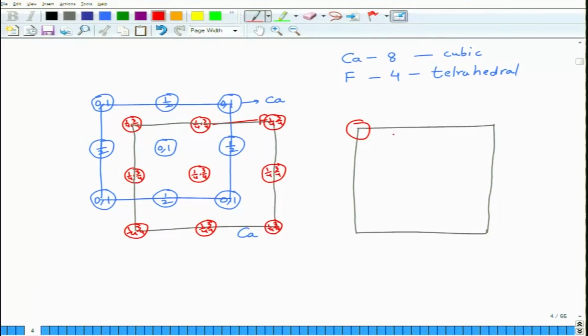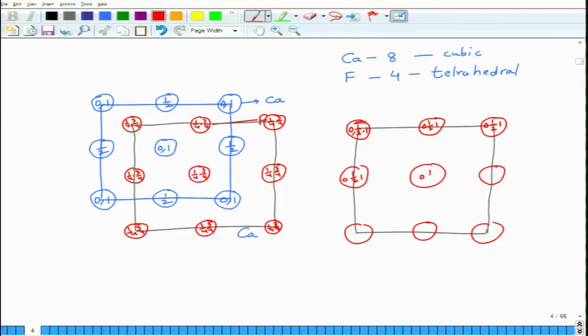If I convert 1 by 4 to 0, then the central one will become at 0, half and then 1. Here you will have again 0, half, 1. These will also be 0, half, 1. So, all of these will be 0, half and 1, all of these, right, 0, half, 1, 0, half, 1, 0, half, 1, 0, half, 1, 0, comma, half, comma, 1.